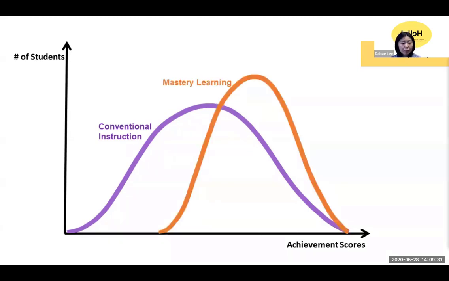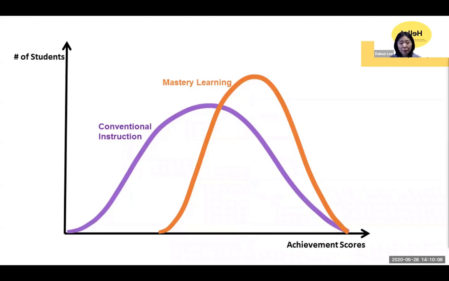The orange line represents the students in the mastery learning condition. You see the curve is shifted now to the right and has a higher peak than the purple curve, the conventional condition, which means more students reached a higher level of achievement. At the same proficiency level, now 20% of the mastery learning students attained the achievement level reached by only the highest 20% of the students under conventional instruction.